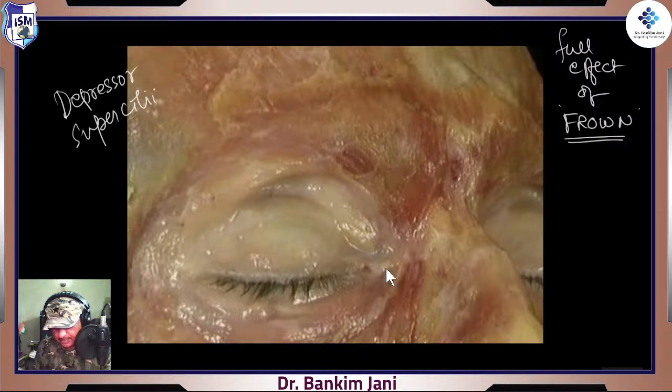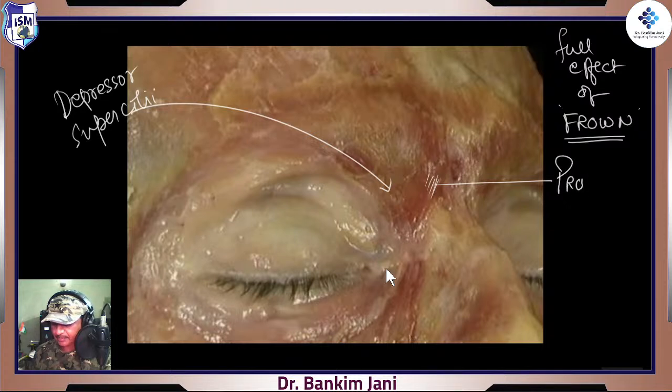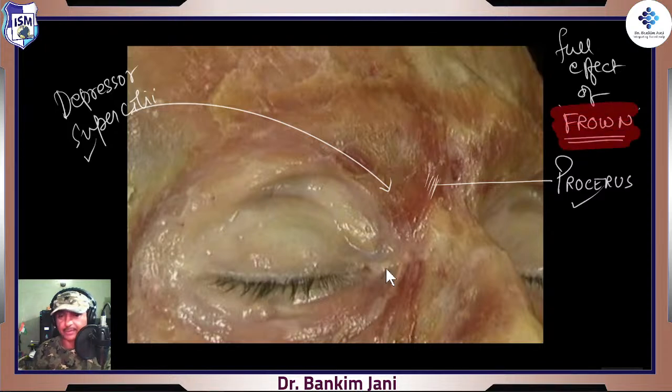Supercilii, this one. And for the proper orientation, there is this one, procerus, which is over here. So it is the joint operation of procerus, depressor supercilii, and the frontalis which gives full-fledged frowning. Full-fledged frowning is by these three muscles.